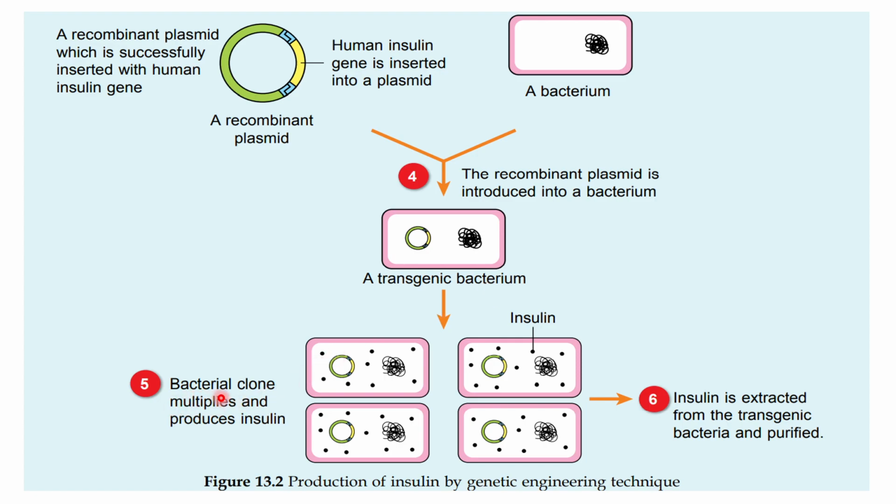Okay, so the bacterial clone multiplies. So the E. coli multiplies and copies of insulin genes are also produced. Okay, so large amounts of insulin are made by protein synthesis. Okay, so the last step is that insulin is then extracted from the transgenic bacteria and purified for use.